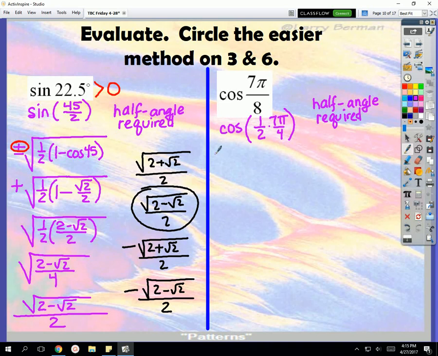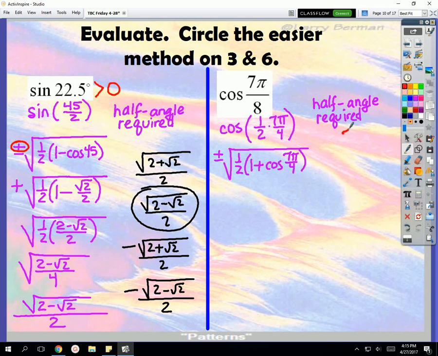So I'm going to set up and say that's plus or minus the square root of 1/2 of 1 plus cosine theta, where theta is 7 pi over 4. That's the angle I've halved in the original problem. All right, so again, I have to be very intentional about whether the sign is positive or negative. So let me do some calculations.